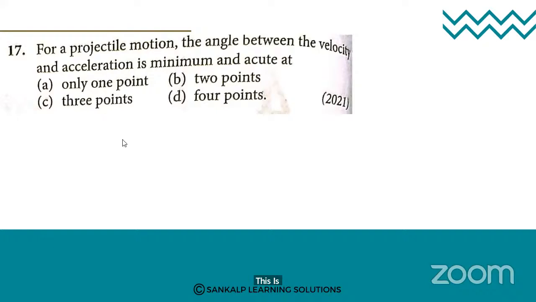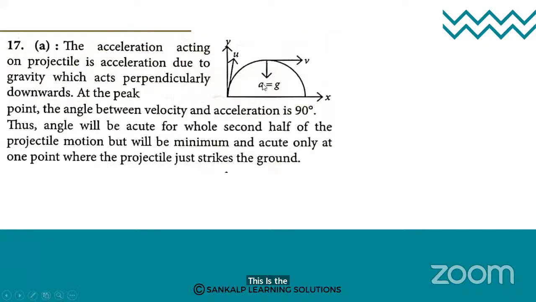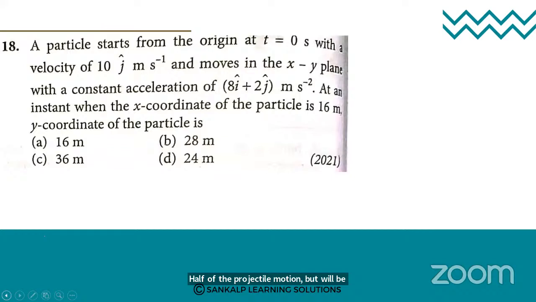Only for 1 point. Yes, it is only for 1 point. You can see here in the figure, the acceleration acting on the projectile is acceleration due to gravity, which acts perpendicularly downwards. So at the peak, the angle between the velocity and the acceleration is 90 degree. This angle will be acute for the whole second half of the projectile motion, but will be minimum and acute only for the 1 point. Go for the next question, students.